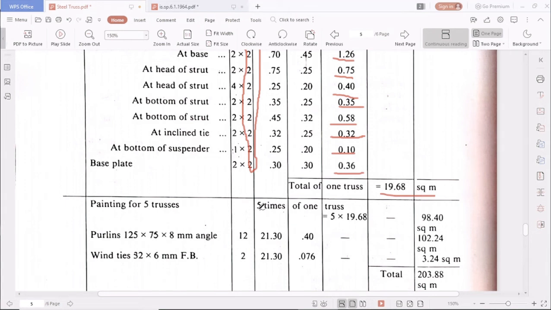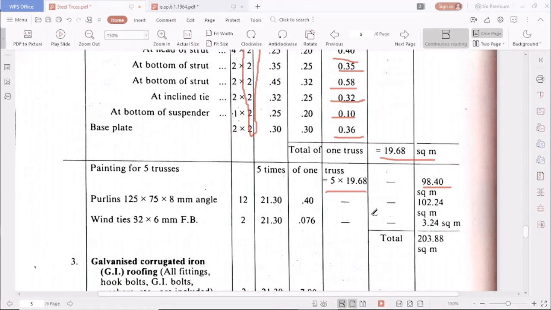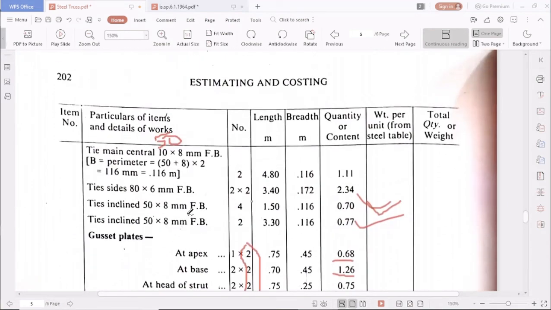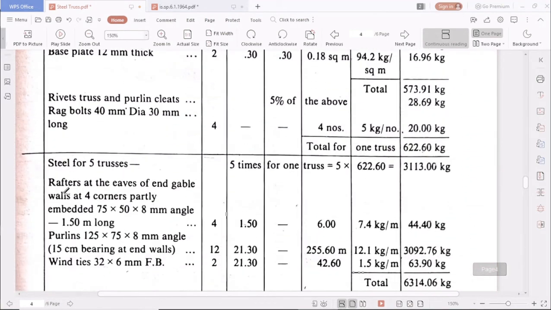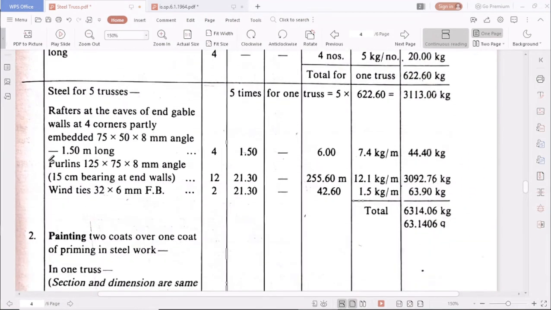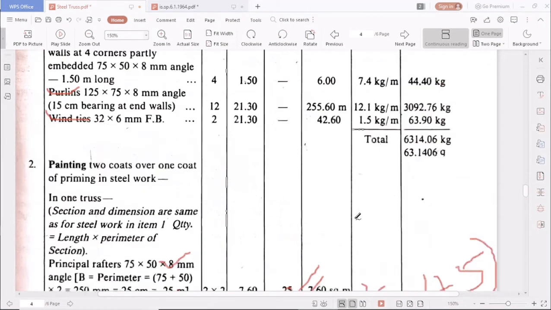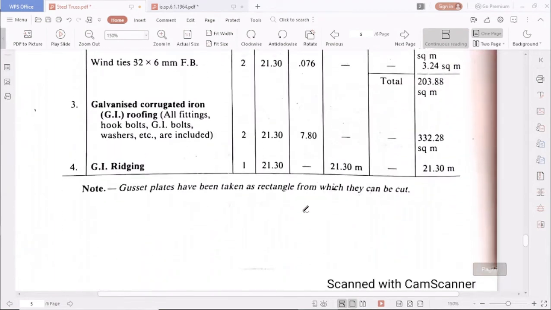What about the 5 trusses? 5 into 19.68 is 98.40. Another two items were there: purlins and wind ties. I'll show you the calculation we have already done here for the purlins and wind ties. There are 12 purlins and 2 wind ties, and we have also taken the length. Now we'll come to the painting part.